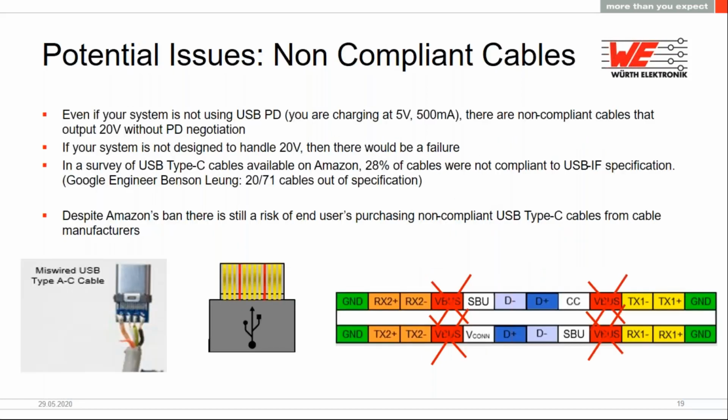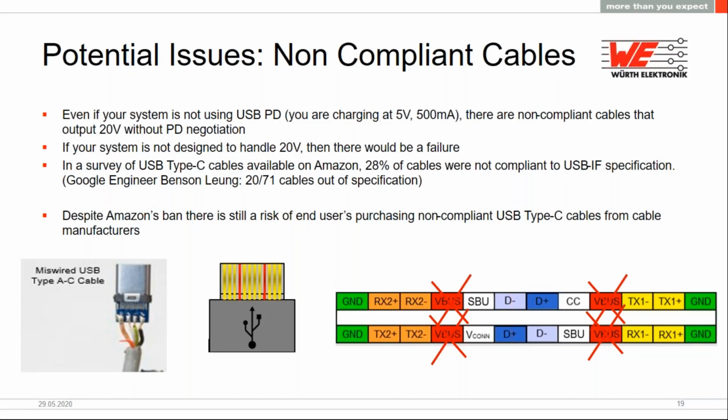And lastly, use of non-compliant cables could also cause a lot of potential issues. Now, let's say we are not even using the power delivery feature and just charging at normal 5 volts and 500 milliamps. Even under these normal circumstances, the non-compliant cables can take an output as high as 20 volts, and this could potentially destroy our end device.